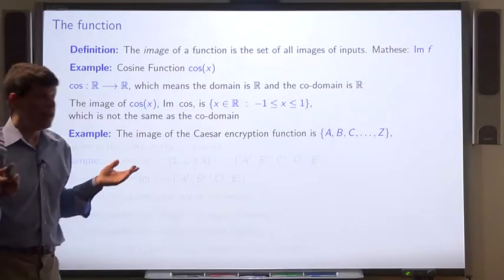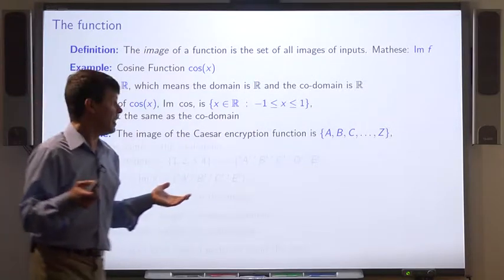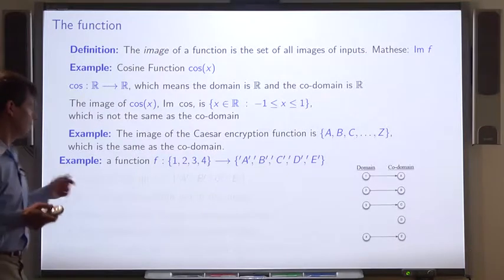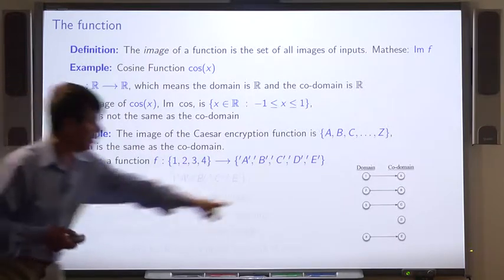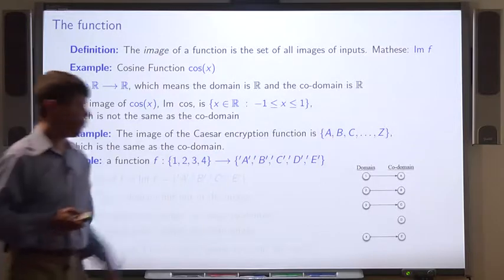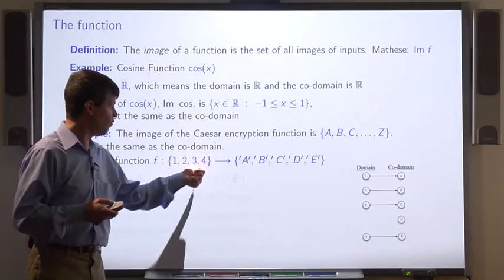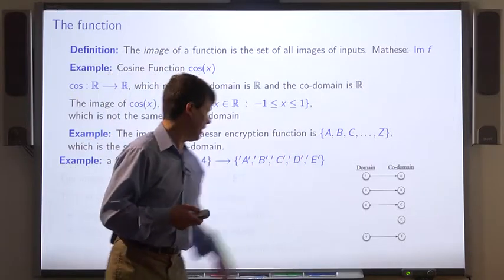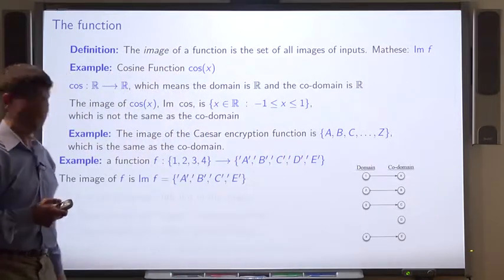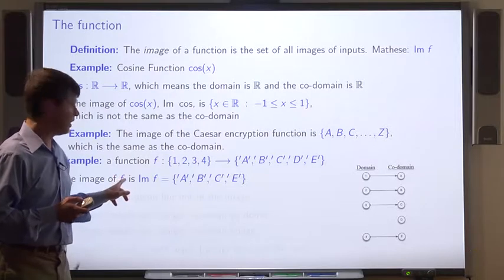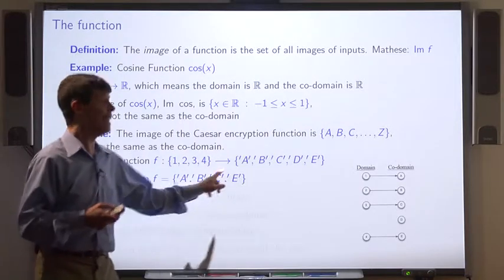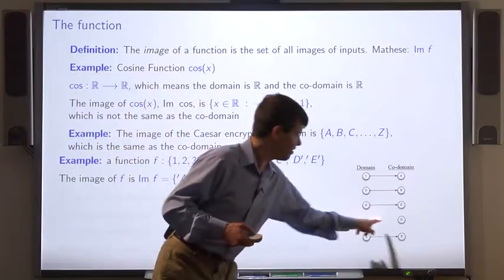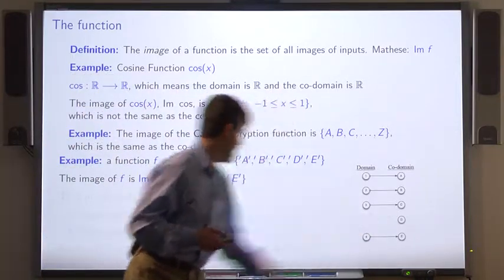Now, the image of the Caesar encryption function is A through Z, which is the same as the codomain. Here's another example depicted here. The domain is the numbers 1 through 4, and the codomain is A, B, C, D, and E. And you notice the image of this function is the set A, B, C, and E. D is not in the image because there's no element of the domain that maps to it.